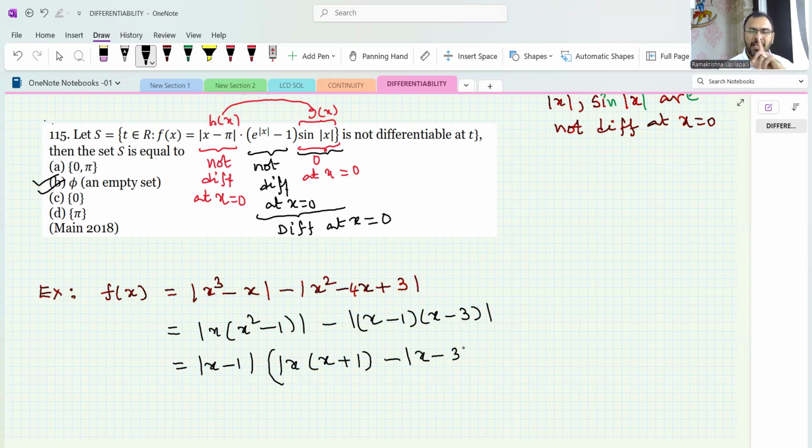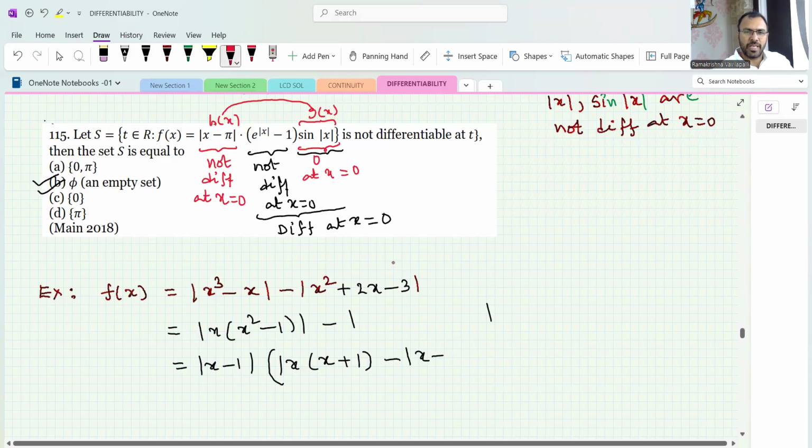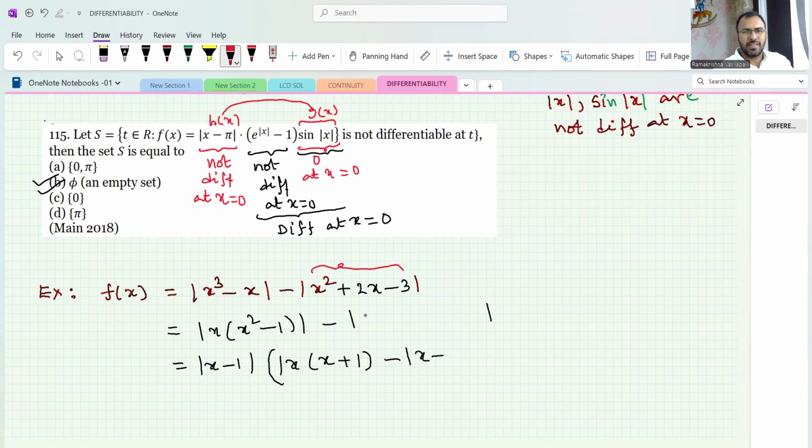Okay, I'll change this question a little. Give me 1 minute. Well, listen carefully. I have changed the question in order to explain the exact concept. So here I have taken x square plus 2x minus 3. The factorization of this is x minus 1 into x plus 3. So I can write x plus 3 here.